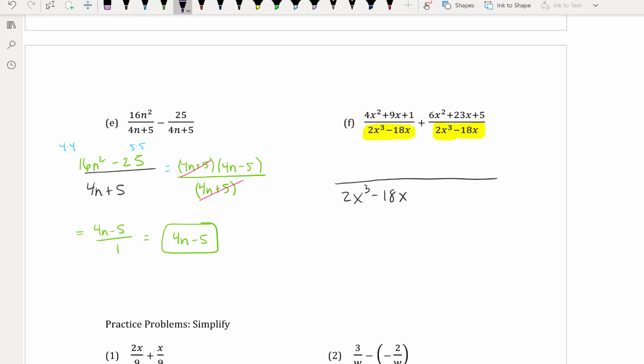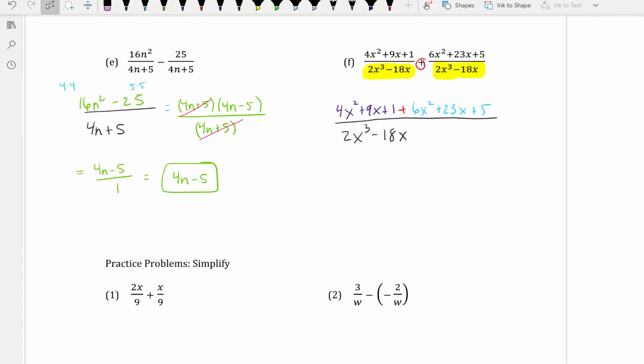Now what I'm going to do is I'm going to write the first numerator. That was the 4x squared plus 9x plus 1. And I have adding, so I'm going to add that second fraction. So I'm going to have a 6x squared plus 23x plus 5. So I'm just going to rewrite it so it's in descending order. So I have the 4x squared. I have the positive 6x squared. I have a positive 9x. I have a positive 23x.